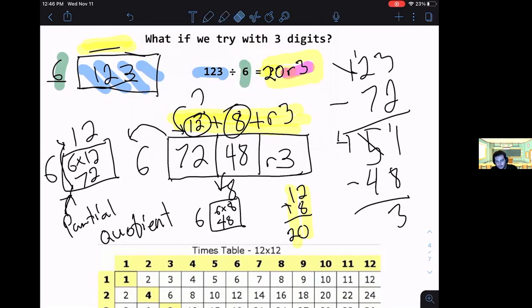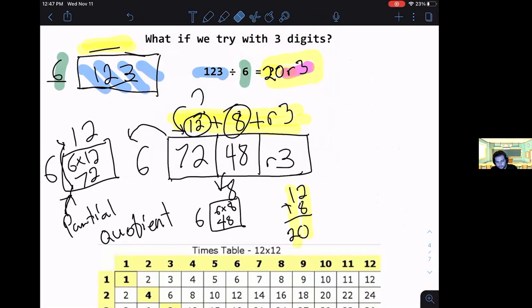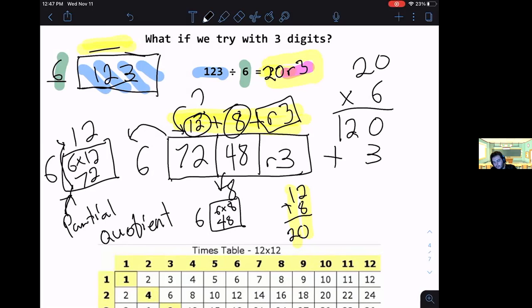Now it's time for us to check our work. So let me erase this portion over here and make some space so we can check it. And let's do our math. So we have 20 times 6. 6 times 0 is 0. 6 times 2 is 12. We have 120. Now the remainder, since we didn't do any division, we don't do any multiplication. We simply go on ahead to add 3 because that's what's left over. 120 plus 3 gives us 123. And that's how we know this answer is correct.